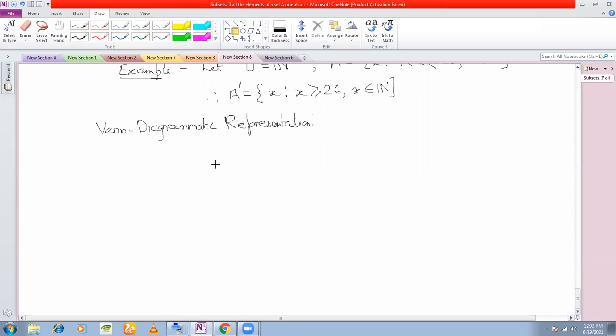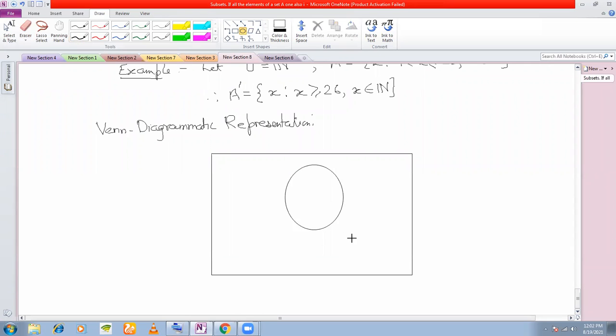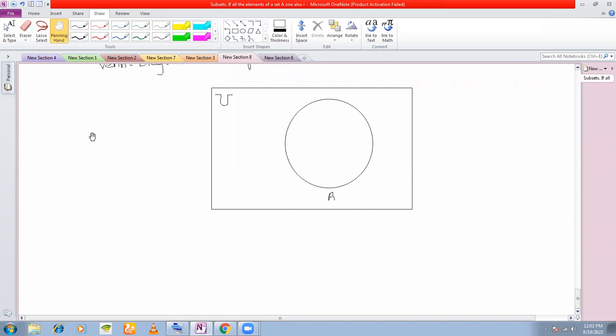Venn diagrammatic representation. What is the Venn diagrammatic representation of A complement? You have only a single set, because this operation consists of only one set. Sometimes complementation is also called a unary operation. Others are called binary because there are two sets involved: A union B, A intersection B. But here we have only one set, A. So that is why complementation is sometimes called a unary operation. Others are called binary operations. Binary operation, by the way, is there in your class 12.